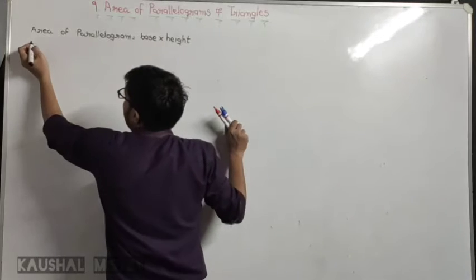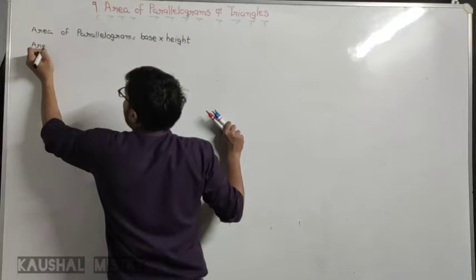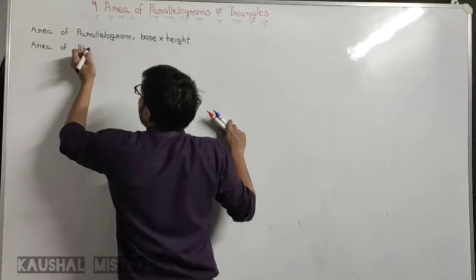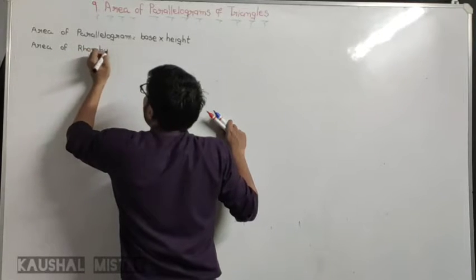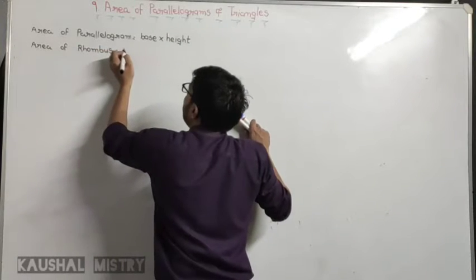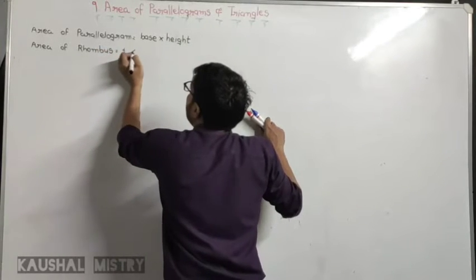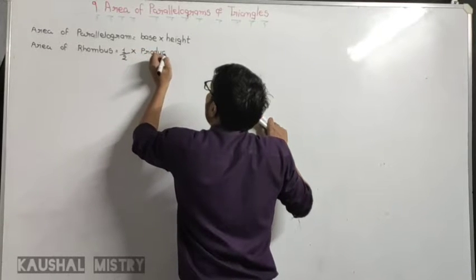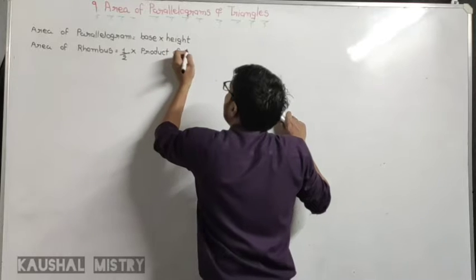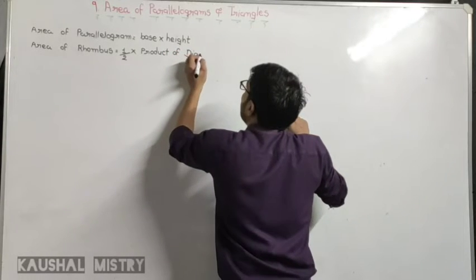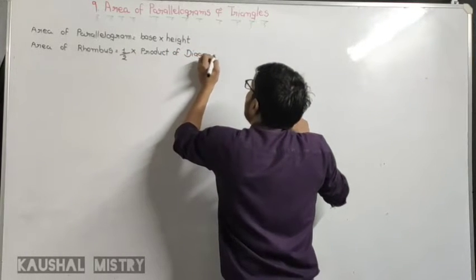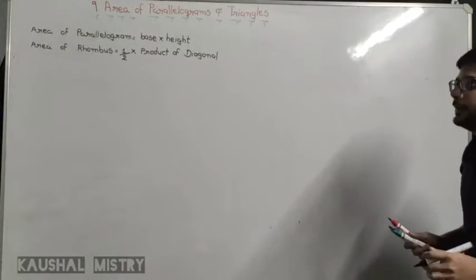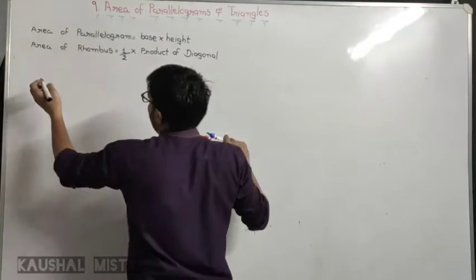Now area of rhombus will be equal to, you have to remember this, 1/2 into product of diagonals, right? So area of a rhombus will be 1/2 into product of diagonals.